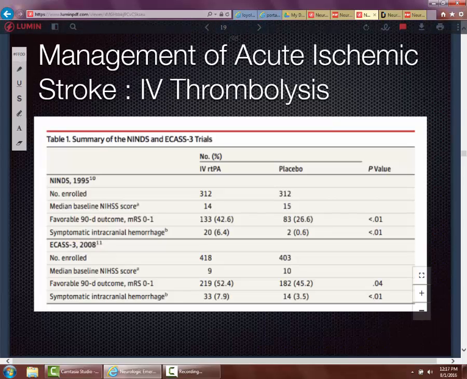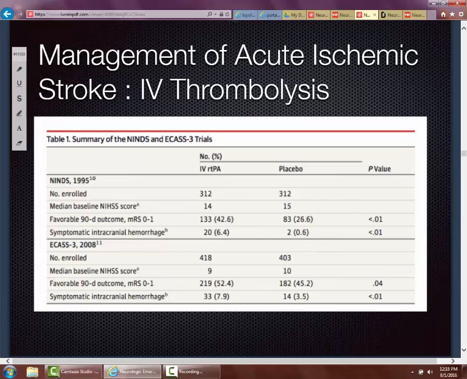So IV-TPA was based on 2 landmark studies. The first one was the NINDS trial in 1995. There were 2 parts. There was a favorable outcome at 90 days compared to placebo. And then the second trial that was done was to extend the window, the ECASS-3 trial. And at 4.5 hours, again, favorable 90-day outcome compared to placebo.